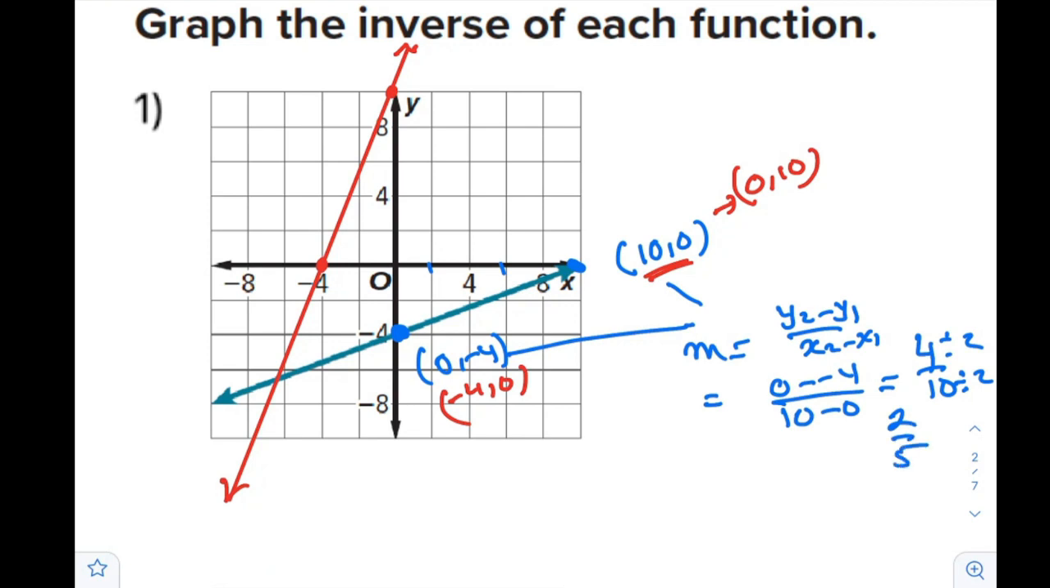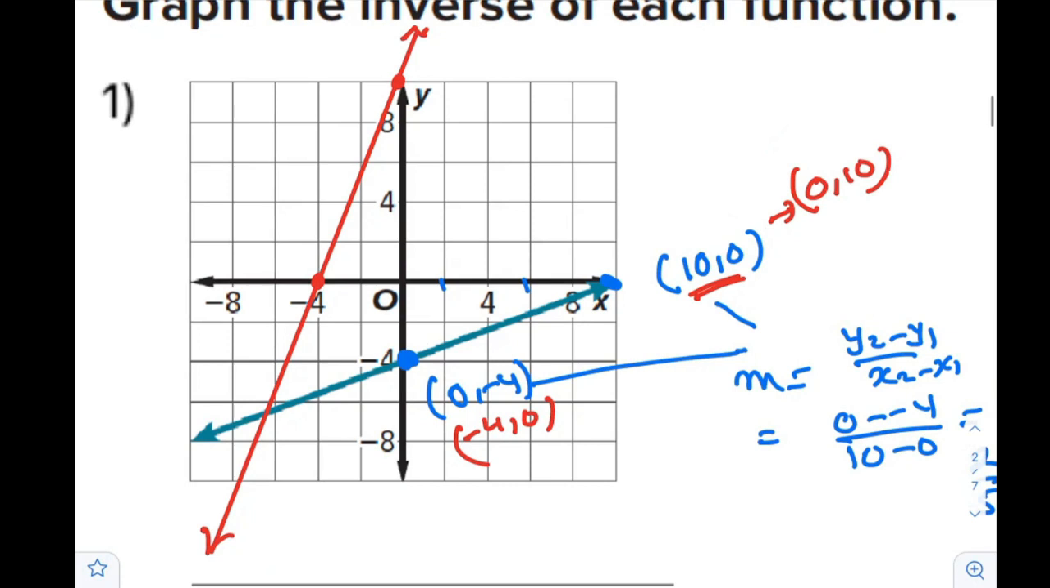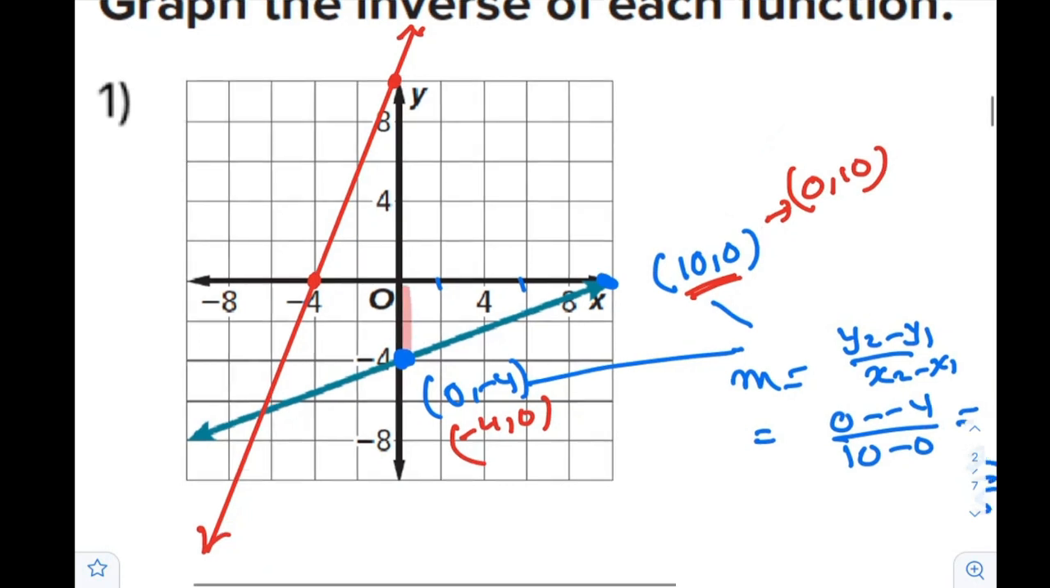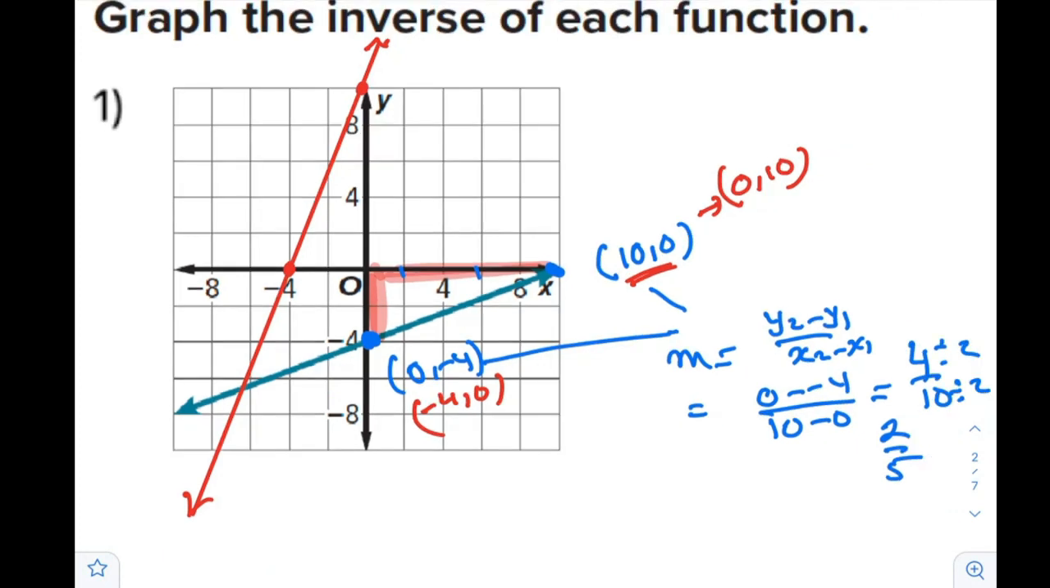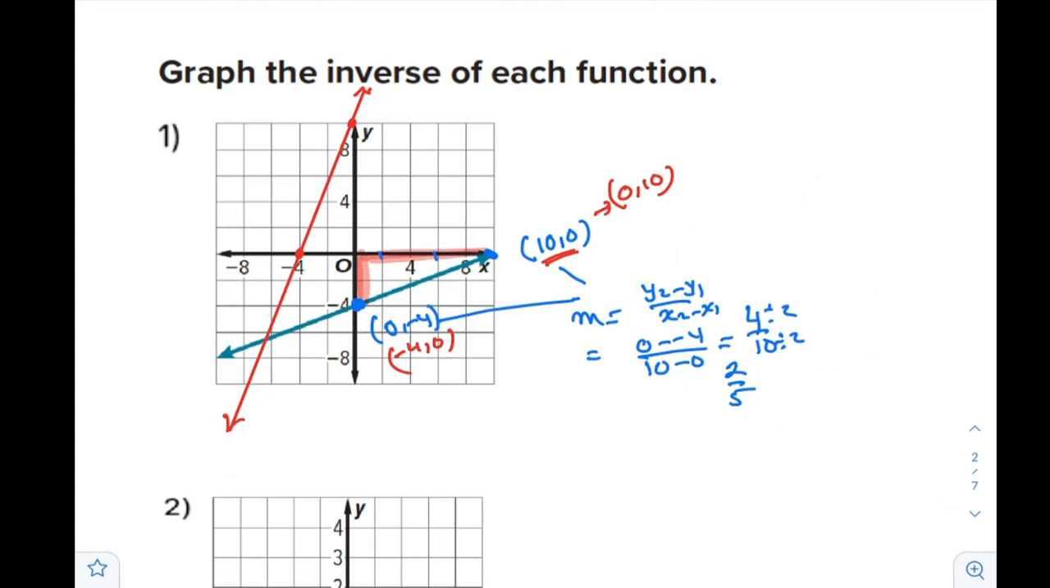Or you can use rise over run. You are moving from this point to that point. So the rise is 2, the run is 5 units, or you can say 4 over 10, the same as 2 over 5. So rise over run is the same, 2 over 5.